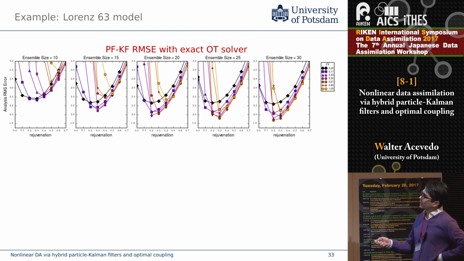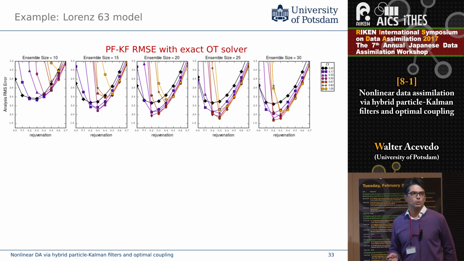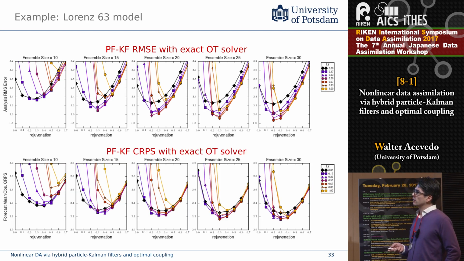But we cannot go much farther. If we increase alpha here, the skill is going to be reduced. But if we use higher ensemble sizes, we can go further. For example, here we can go to 0.33. Here we can go to 0.50. So as we increase the ensemble size, we can go to higher alphas, and we can reduce the error further. And very similar results can be seen if we look, for example, at the continuous ranked probability score of the forecast.